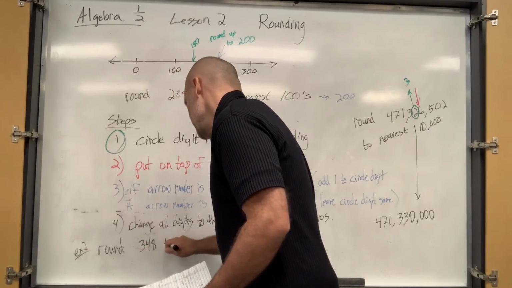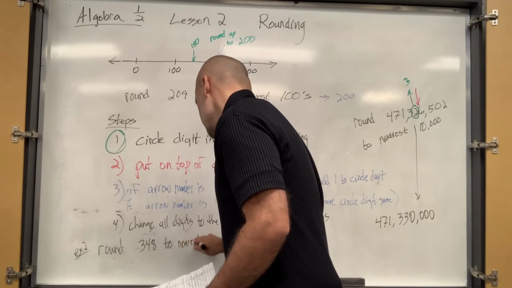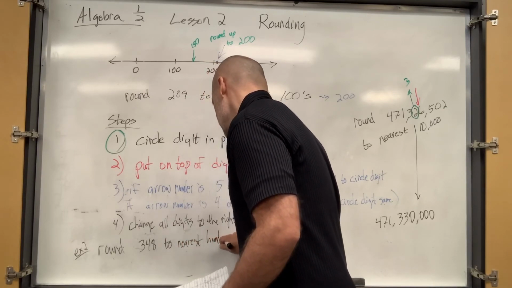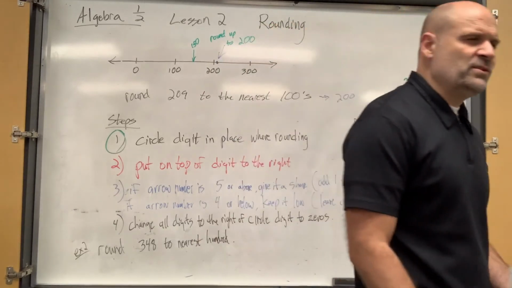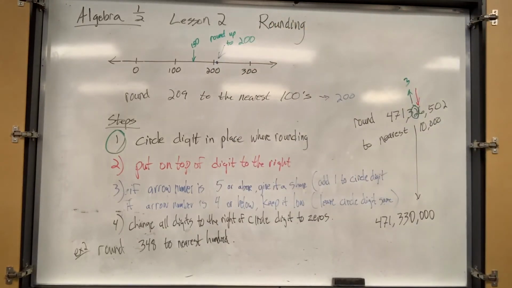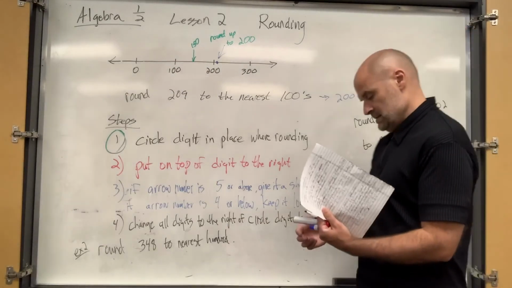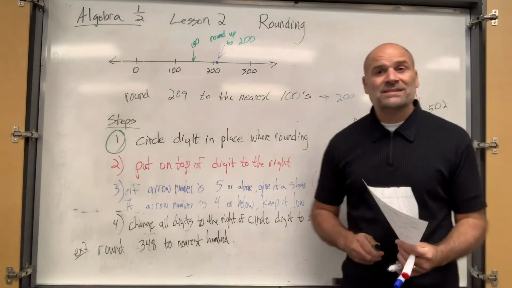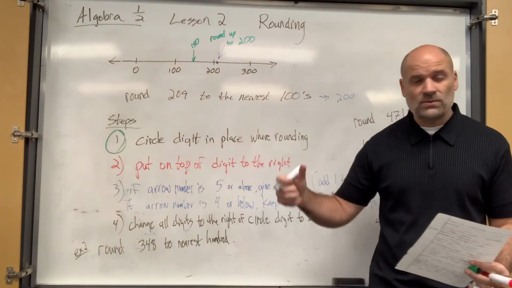348 to the nearest 100. So you could probably do this in your head. When I'm rounding to the nearest 100, I want to know which 100 it's closer to. It's in between what two hundreds? It is in between 200 and 400, but it's also in between 300 and 400. And which one is it closer to? 300, okay? But see how we're really doing the same thing with the whole circle and the arrow thing.